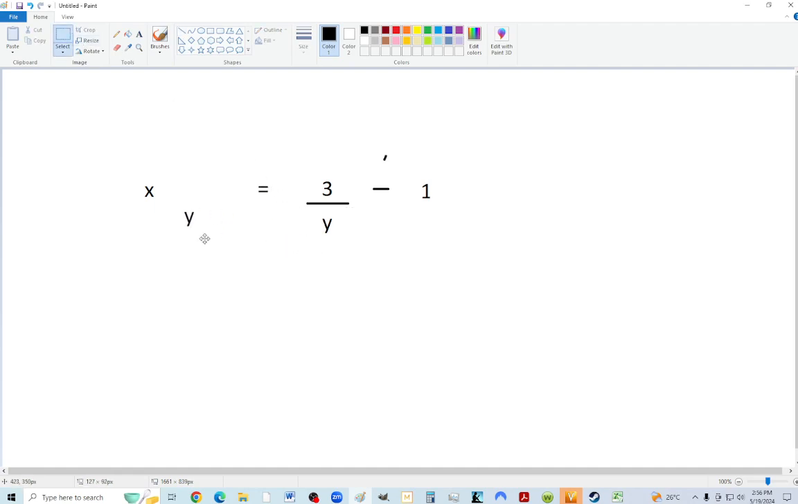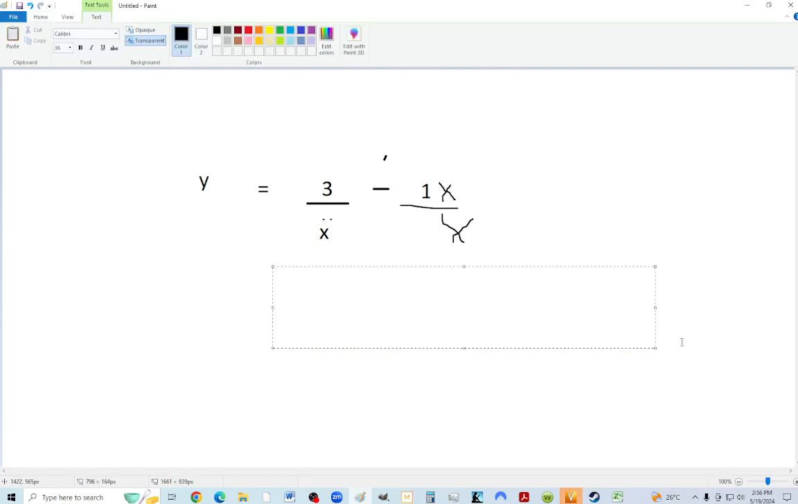Now, sometimes you'll see it written like that, but not often. Often they'll put the 1 over the same denominator. So let's see if they'll do that. Yes and no. This is acceptable, but if I wanted to put it over x, I'd multiply top and bottom by x.